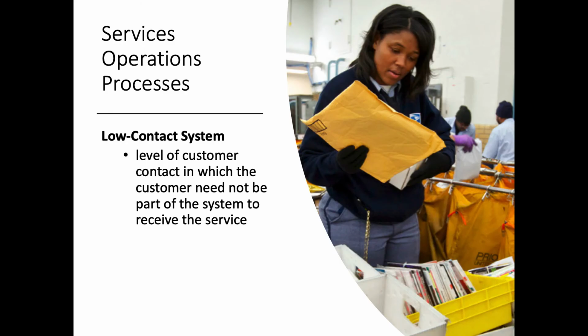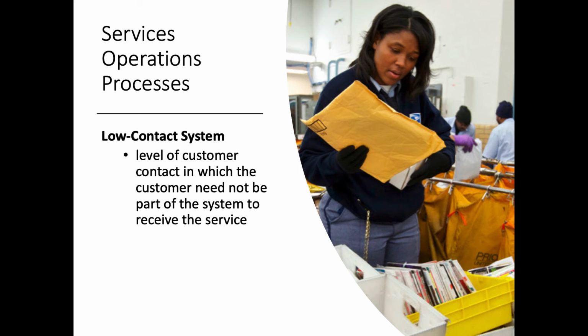But returning then to the whole topic of service operations, the text will make one level of distinction here, which is low-contact service systems versus high-contact service systems. What is an example of a low-contact system? It's described as a system where the level of customer contact, in which the customer needs to be part of the system to receive the service, is very, very low. The customer need not really be there for the system to work and to produce the service. And of course, there's a picture right here.